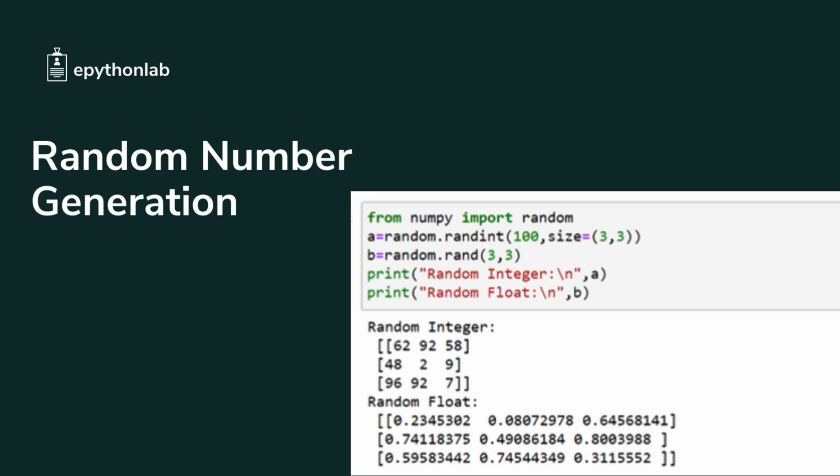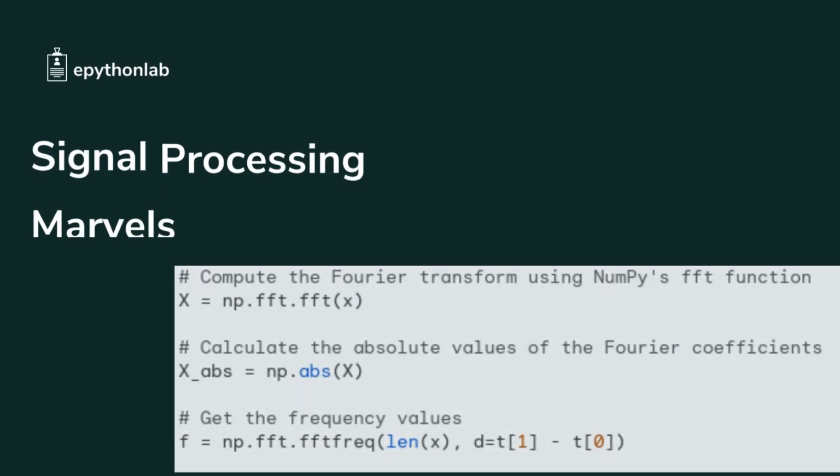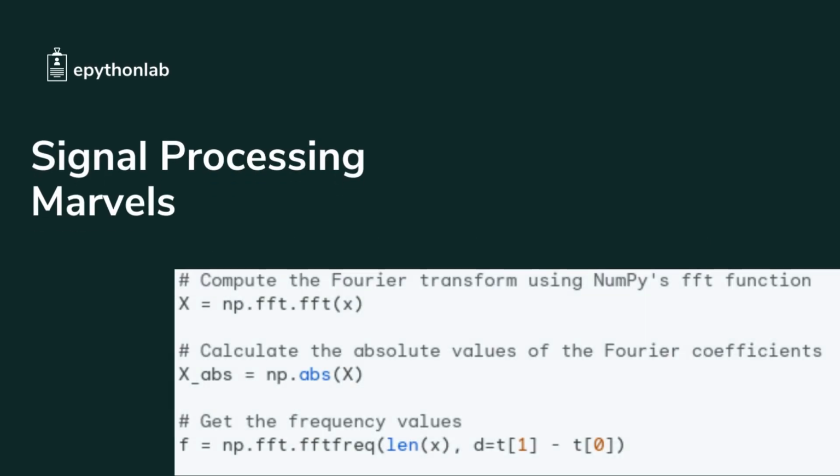The sixth one is signal processing. NumPy provides tools for signal processing, such as Fourier transformation, convolution, and filtering. These functionalities are valuable in areas like image processing, audio analysis, and communication systems.